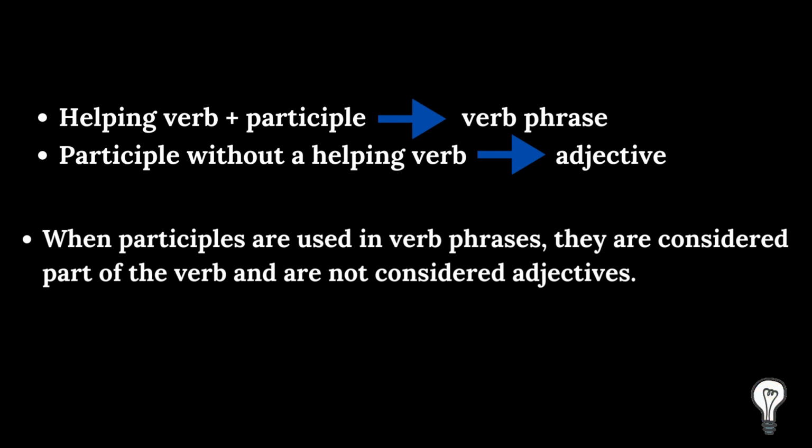Before leaving this point, make sure that you understand the difference between the two cases of the participle. Helping verb plus a participle is a verb phrase. Participle without a helping verb is an adjective. That's all we need to know about the participle. Let's move to another point.